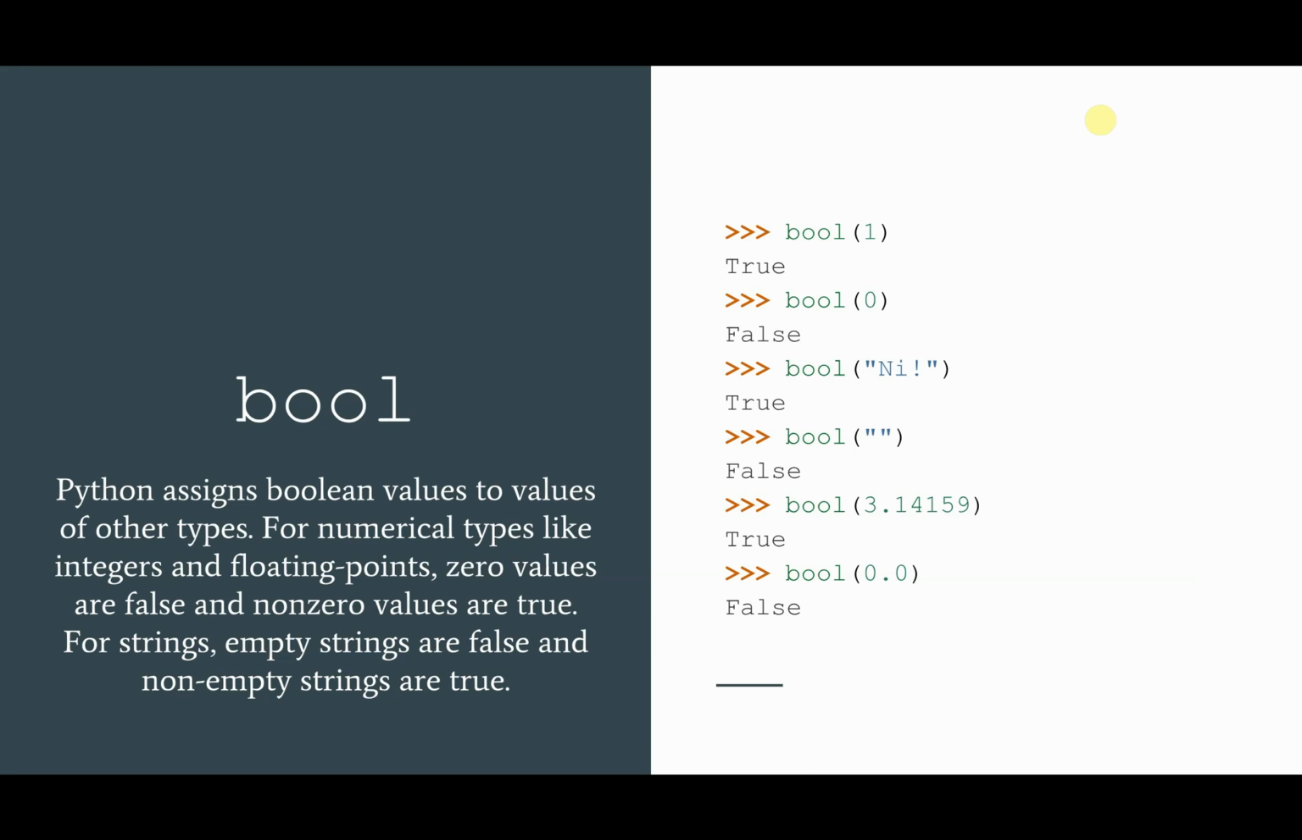Bool 3.14159 is going to return true because it's a non-zero value, whereas 0.0 is going to return false because that just evaluates to 0. Let's take a look at this in PyCharm.